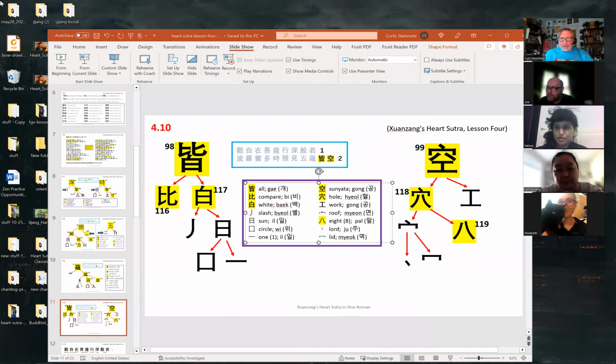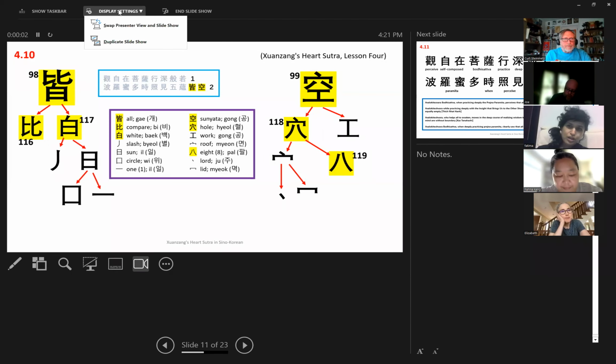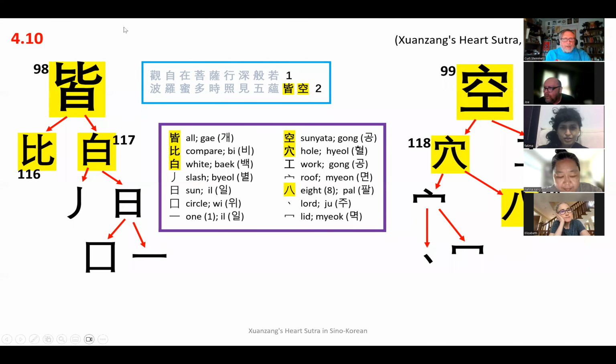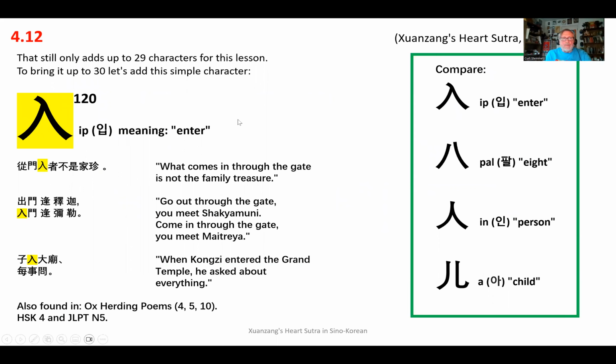There's actually one more character I want to cover. Let me get to that first and then ask if there's questions or comments at this point. All right. So we've actually covered 29 characters if you count all of the characters and components. But there's one that we haven't covered yet to make 30. This is the kind of extra character that I've added to round it up to 30 for this month.